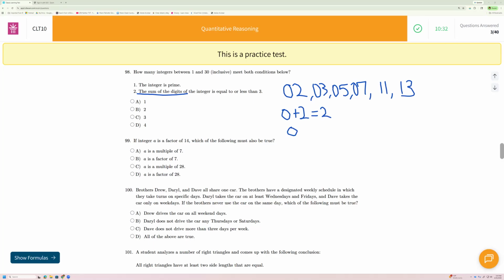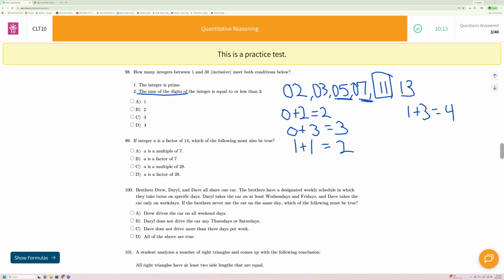0 plus 3 is equal to 3. And then 1 plus 1 for 11 is equal to 2. 13 is 1 plus 3, that's going to be equal to 4. This is obviously going to be equal to 5, and that's 7.